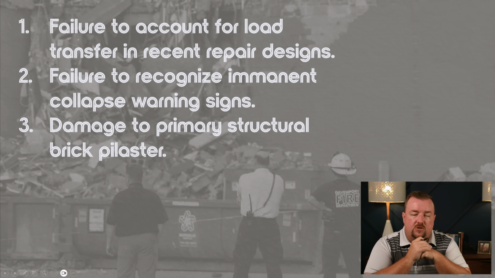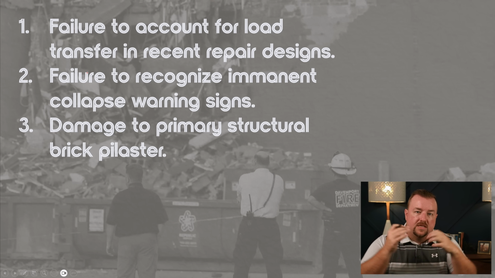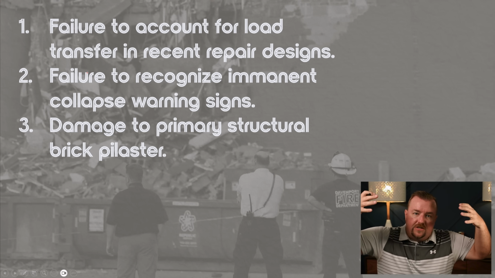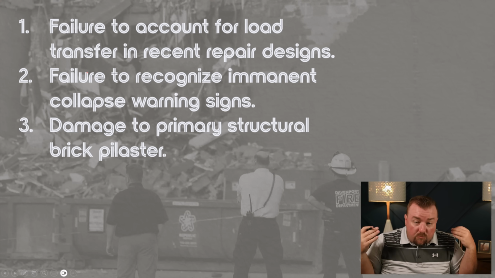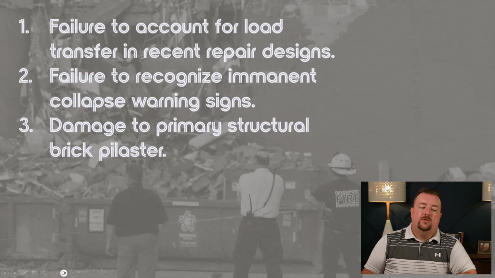We had the pilaster with the giant hole in it. We had the windows that turned into parallelograms. We had bowing finishes on the insides of the building. I mean, this wall was literally coming down in slow motion, 1/2 inch at a time over weeks. That's rapid. That's really rapid, right? Plenty of warning signs. And I think there was a failure to recognize those.